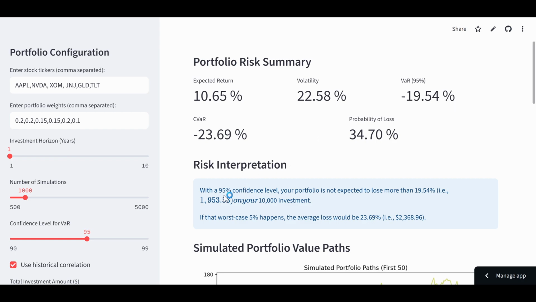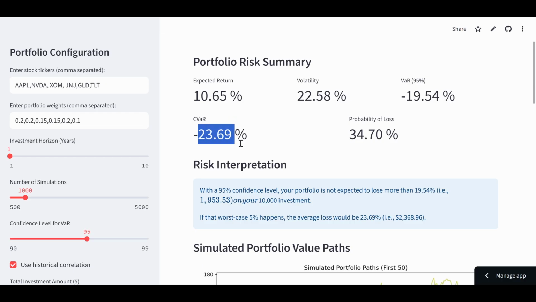And yeah, basically with a confidence level of 95%, your portfolio is not expected to lose more than 19.54%. That is, in our $10,000 investment, it would be $1,953. So if in 1,000 situations that happen in real life, one of the worst 5% of the situations happens to come true, then you'll be losing more than $1,953. That is the worst case scenario, the worst 5% case scenario.